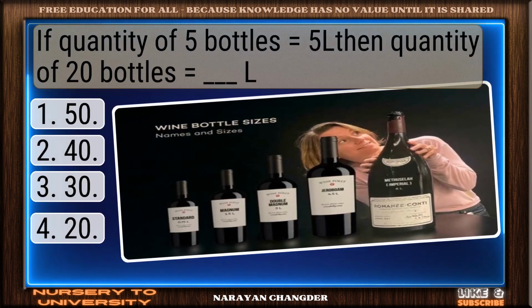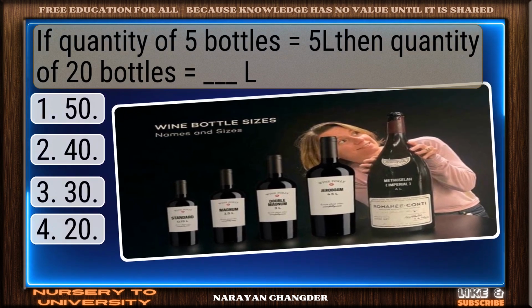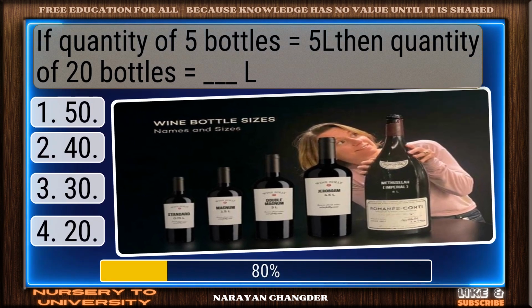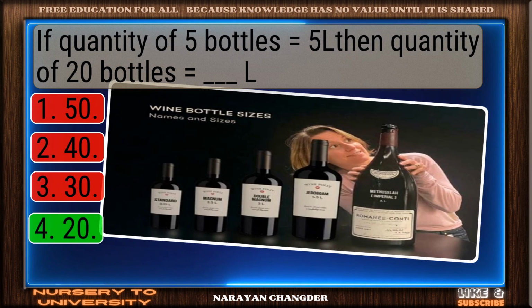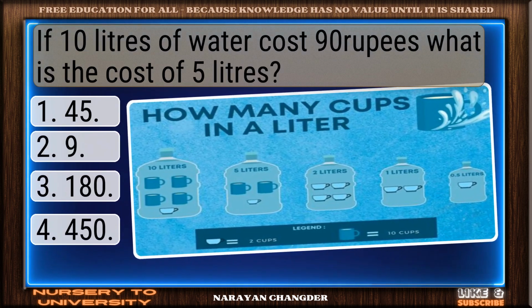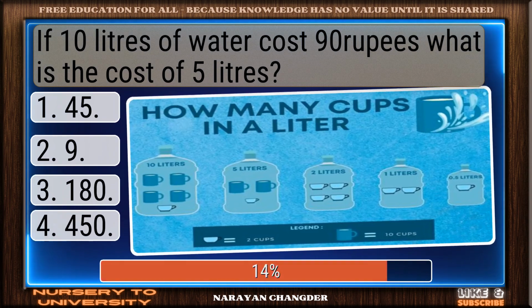If quantity of 5 bottles equal to 5 L, then quantity of 20 bottles equal to dash L. Nicely done. 20 is a solid answer. If 10 liters of water cost 90 rupees, what is the cost of 5 liters?